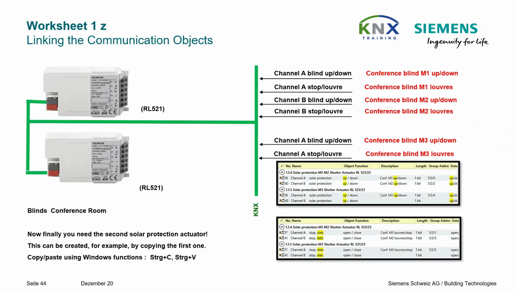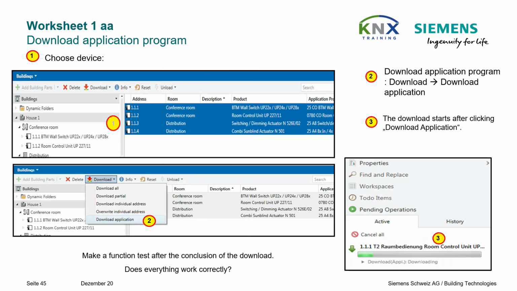Remember, you can save time when you configure the parameters of only one device and then use it as master for the other devices by copy and paste. Now the final programming step follows. Since the individual address has already been loaded, you only need to download the application program to all devices as shown.